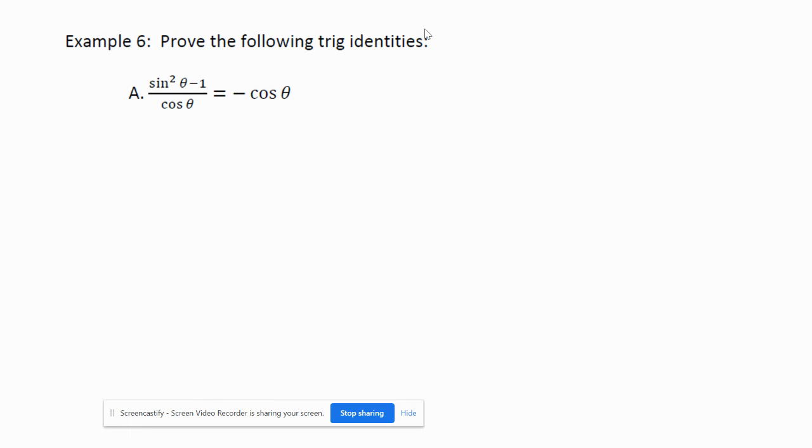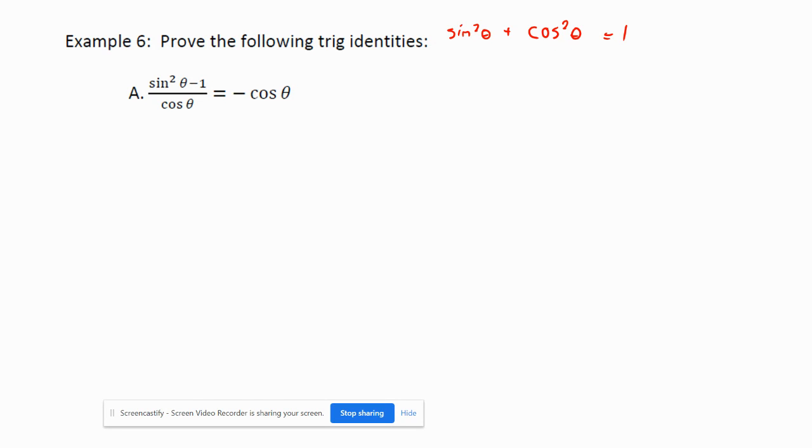Okay, prove the following trig identities. We have sine squared minus 1 over cos equals negative cos. Here's where we're going to go for this one. We're going to refer back to our Pythagorean identity, which is cos squared theta plus sine squared theta equals 1. I think on your formula sheet it says sine squared first. It doesn't matter, it's the same thing. What we need to start getting good at recognizing is that sine squared minus 1 is not anywhere directly on our formula sheet, but we can get there by manipulating this formula.